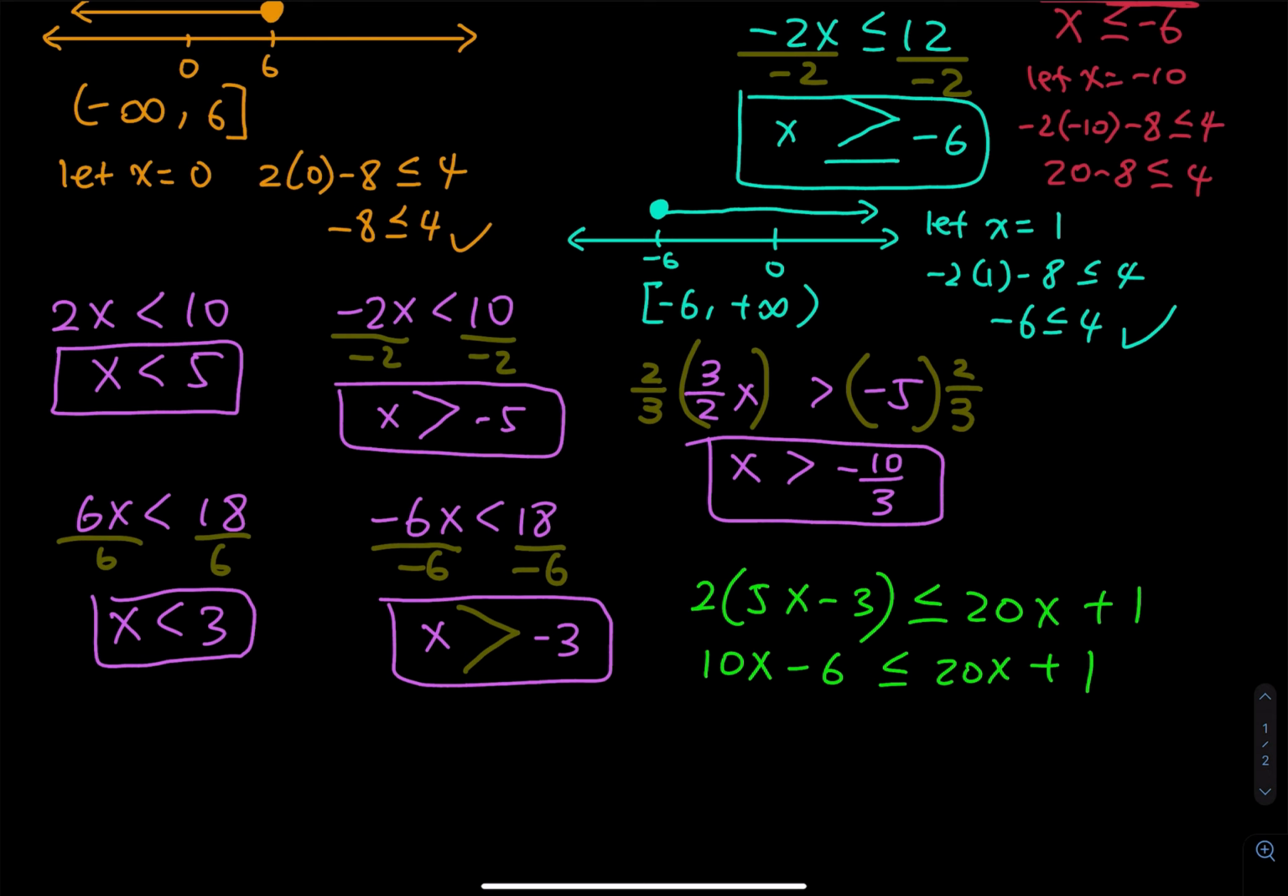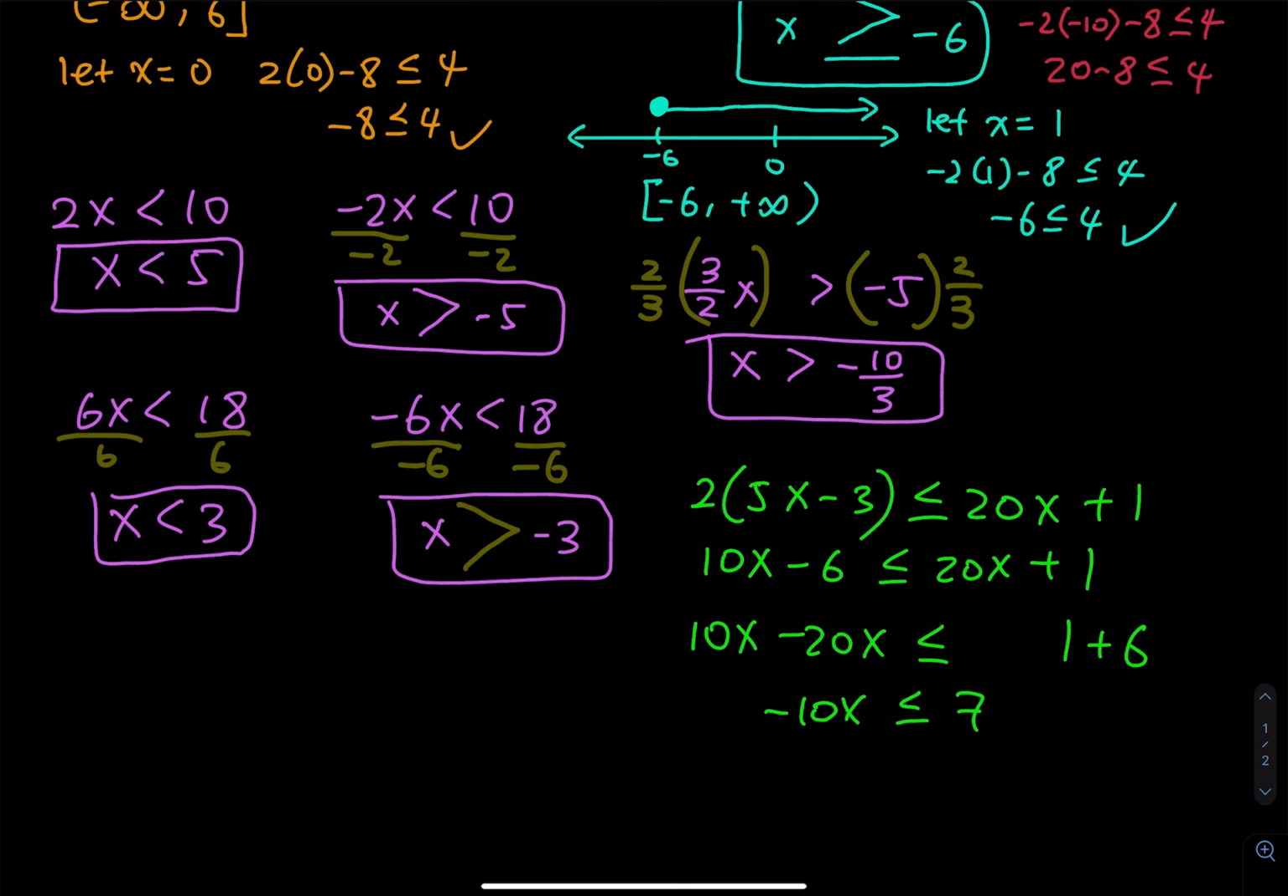We keep all the x on the left, all the numbers on the right. So we have 10x minus 20x less than or equal to 1, add 6 on both sides, right? It was a minus, move that across the inequality, that becomes a plus. The 20x was a plus, move that across the inequality, that becomes a minus. So you have minus 10x less than or equal to 7.